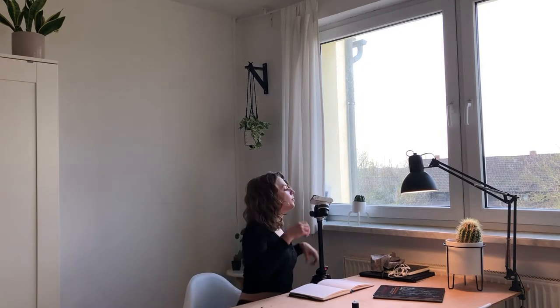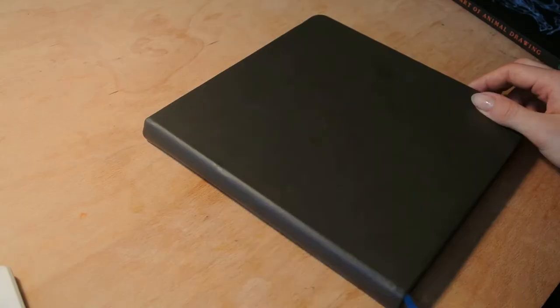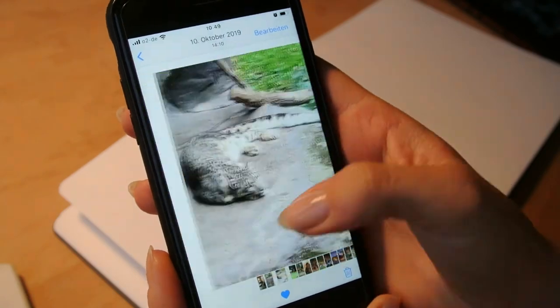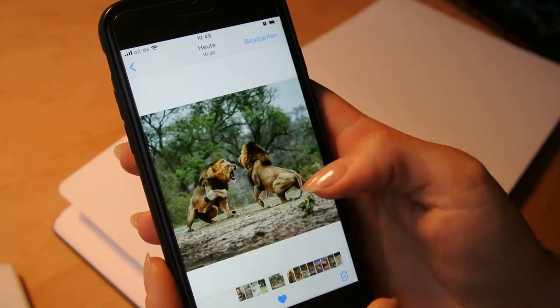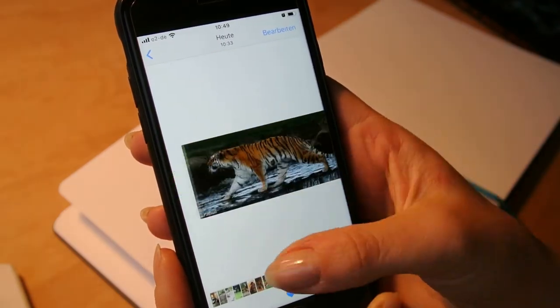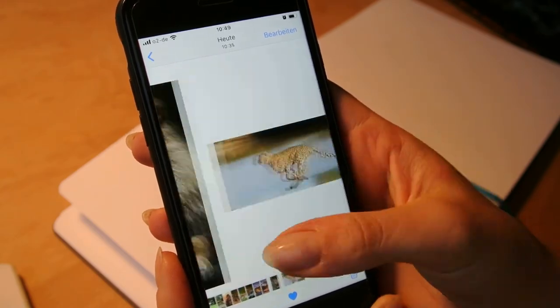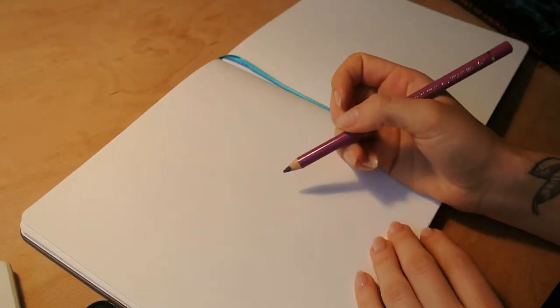So now onto the actual video. The first page that I filled, I did with my own photo reference that I took at the zoo, and the other half is with photos I found on Pinterest that are really good references.